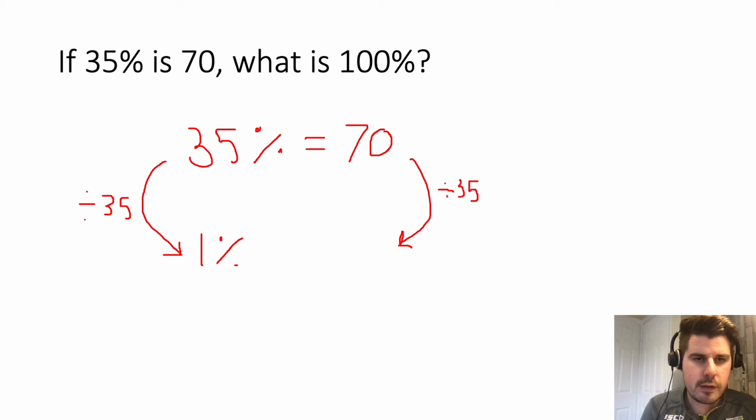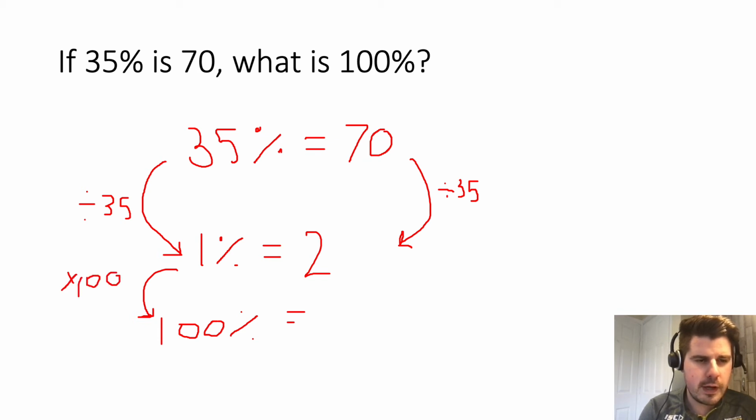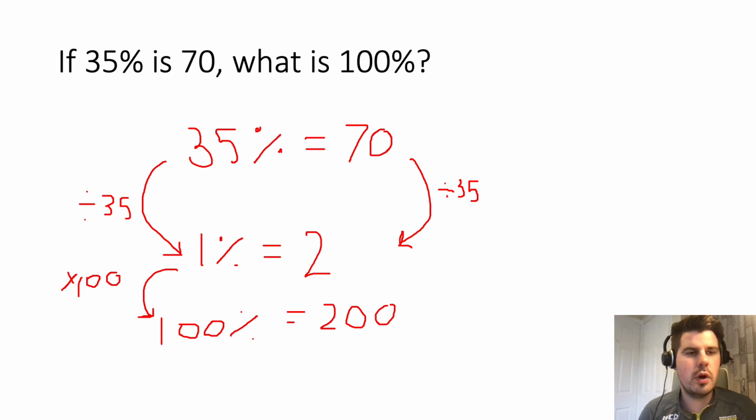70 divided by 35. How many times does 35 go into 70? Well, I know that's twice. So 1% is 2. And then I can use that to get myself straight back up to 100%. There's 100%, so just multiply that by 100. So we do that exactly the same on the other side. So 100% is 200. So that's another example of how you can work these questions out.